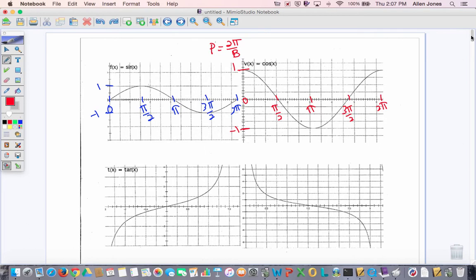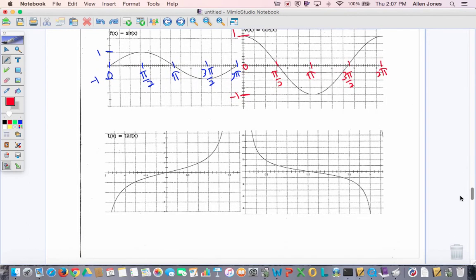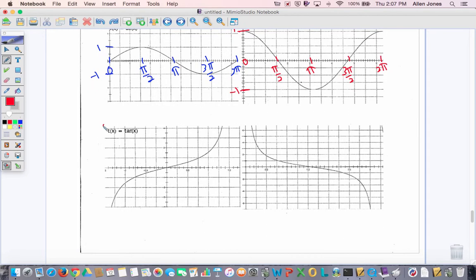Our tangent, our cotangent are pictured down here at the bottom. Our tangent has a left asymptote line at -pi over 2, a quarter point at -pi over 4 and -1, a midpoint at the origin, 0, 0, a 3/4 point at pi over 4 and a +1, and it has a right asymptote line at pi over 2. Those are our 5 critical points.